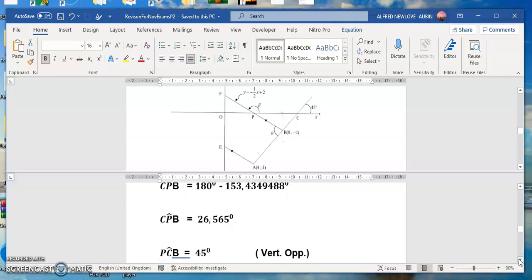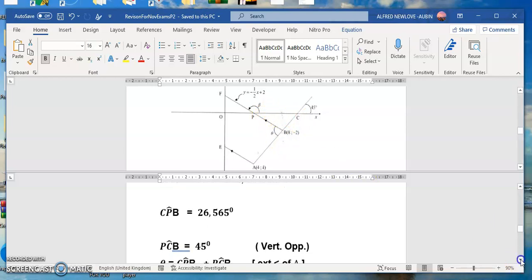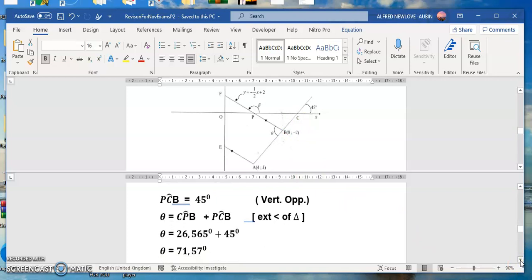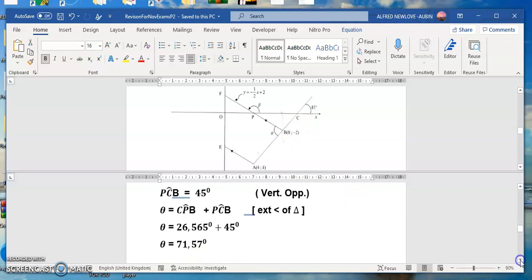Then PCB, this angle is going to be 45 because here is 45, vertical opposite. So now we know this angle, we know this angle. We can use the exterior angle of a triangle. So we know that theta, which is outside here, should be equal to CPB plus PCB, this angle. So when you add them, you're going to get theta to be equal to 71.57.